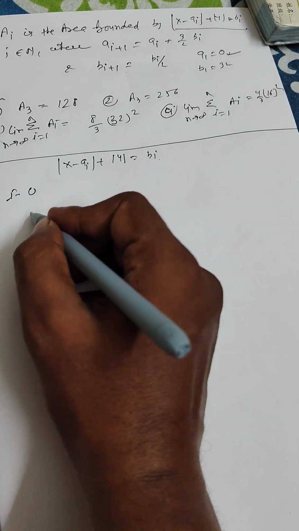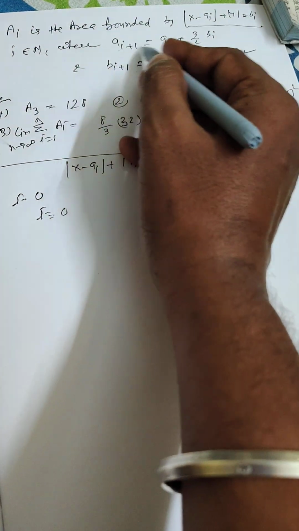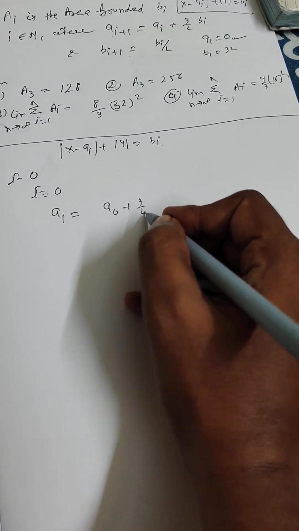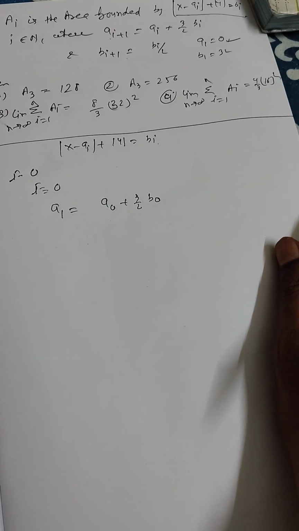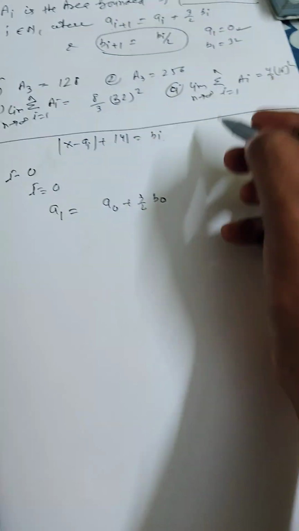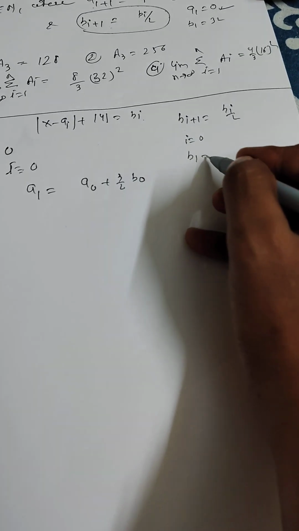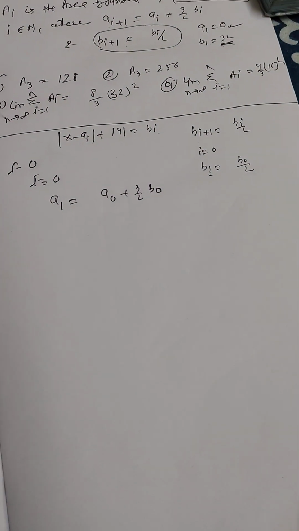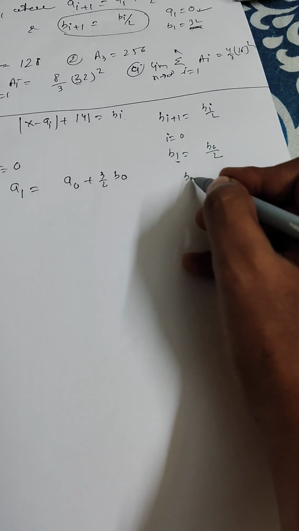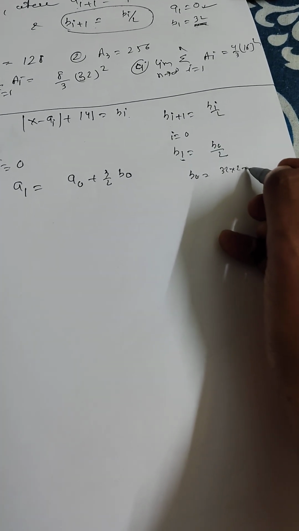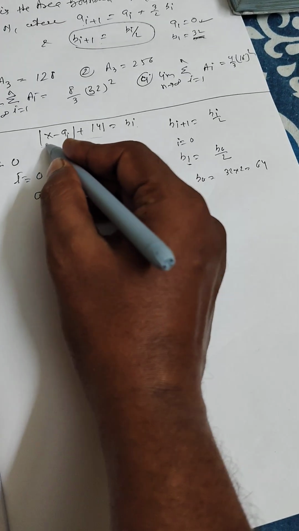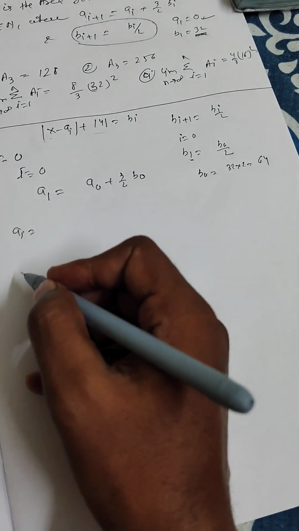Understand why. We start at this place, so put i = 0. So a1 = a0 + (3/2)b0. Now this is also given: b(i+1) = bi/2. So put i = 0, then b1 = b0/2. What is b1 given? 32. So b0 = 32 × 2, which means 64. Now start at this place.